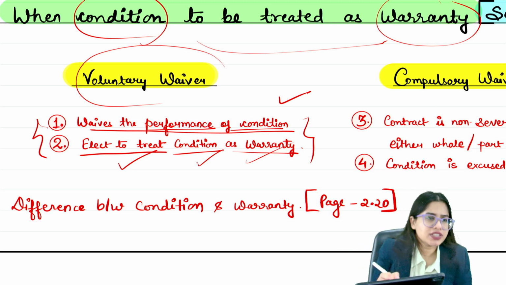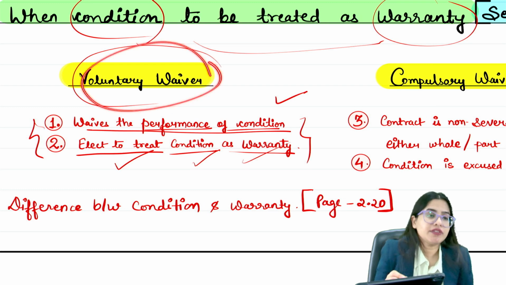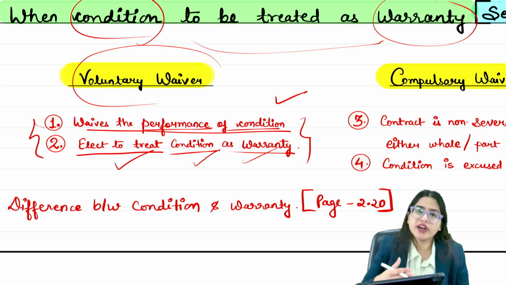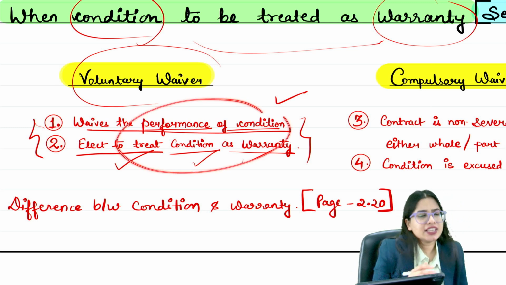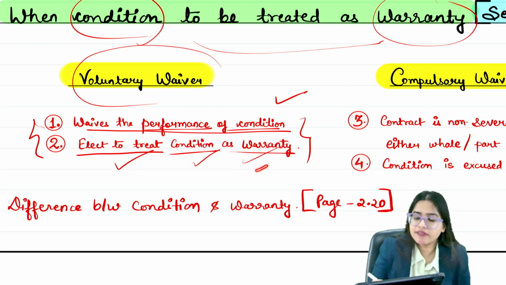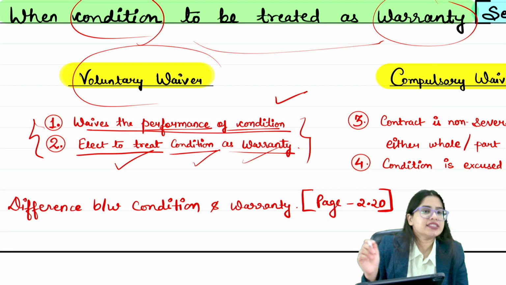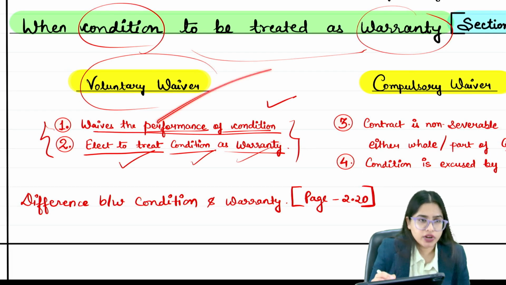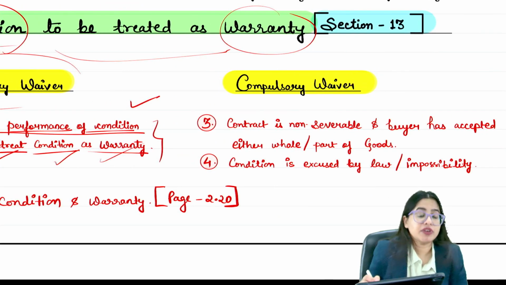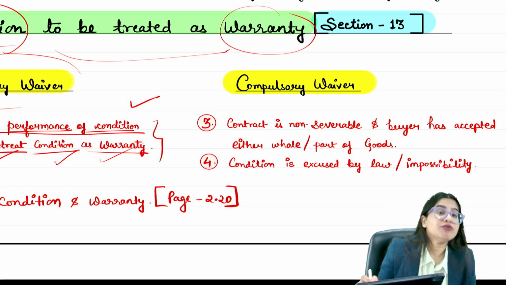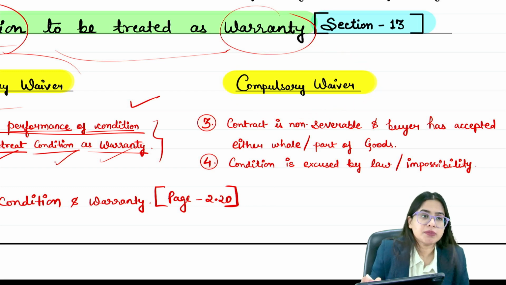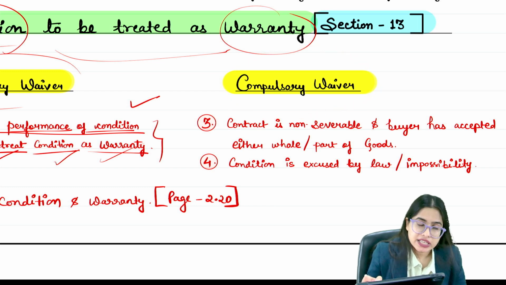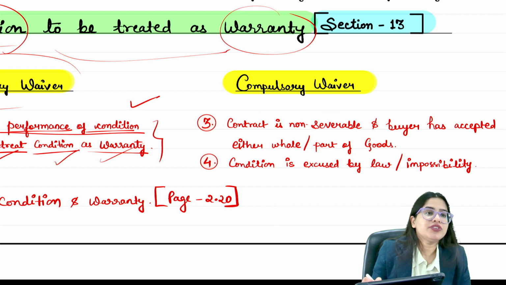So these two points are similar, where voluntary waiver means the buyer voluntarily waived his condition. He voluntarily waived his condition and said that it's okay, I will not treat it as a condition, I will treat it as a warranty, and I will not cancel the contract. Okay, so these are voluntary waiver. And two are compulsory waiver, where compulsorily the condition will be treated as warranty. Compulsory waiver means conditions will be compulsorily treated as warranty.